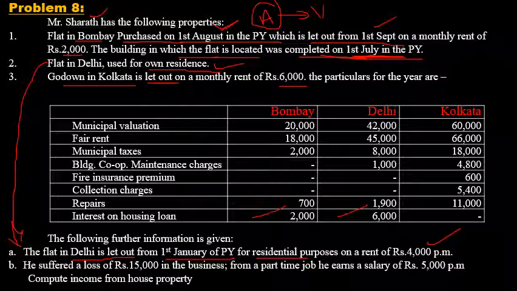Next point is he suffered a loss of rupees 15,000 in the business. It is a business loss which is not related to this head of income. It does not come under income from house property. Then from a part-time job he earns a salary of rupees 5,000 per month, and that comes under income from other sources. Again, it is also not related to income from house property. So these two points are not related to our calculation, because here our calculation is restricted to income from house property. These two are not considered under income from house property.